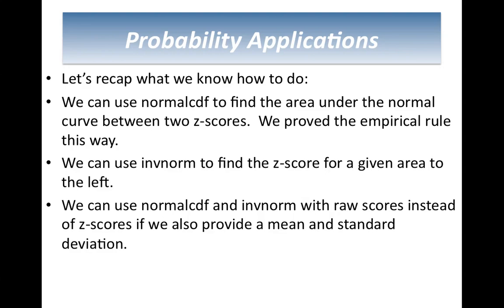When the question involves raw scores instead of z-scores, we also use normal CDF, but the problem will provide us a mean and standard deviation other than mu is 0 and standard deviation is 1. We will be provided with a true mean and standard deviation for a data set. Now, when we use that true mean and standard deviation, we will be able to find the area between two raw scores using normal CDF. And we will be able to find the raw score on a horizontal axis using inverse norm.